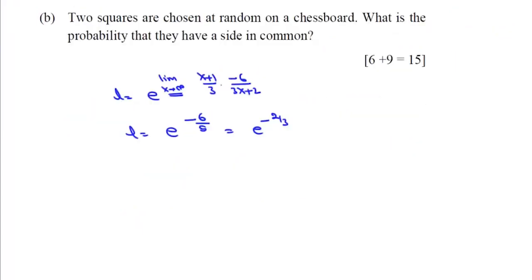Now in part B it says two squares are chosen at random on a chessboard. What is the probability that they have a side in common? So if we look at a chessboard, now there are 4 corner squares. So the probability of choosing any one square from these 4 corner squares is 4 by 64. And if we choose corner square, it has 2 neighbors. So if 2 squares have a side in common, then we need to choose any one of these 2. So it can be done in 2 by 63 ways.